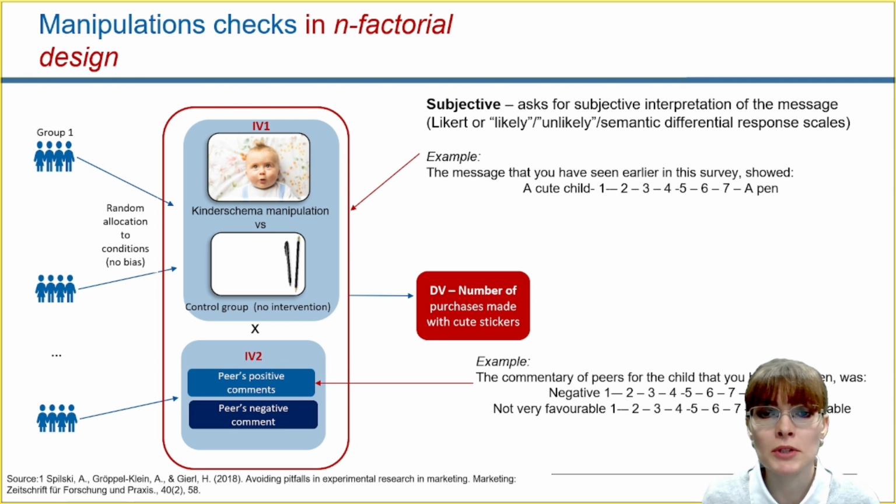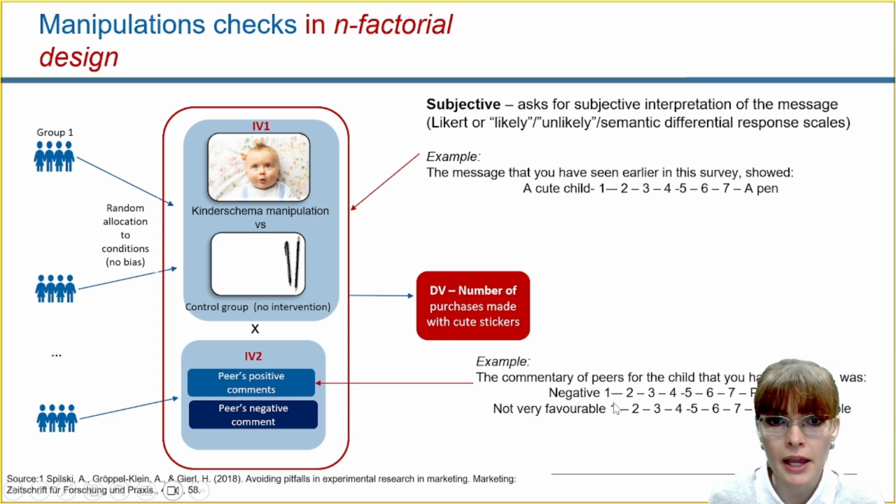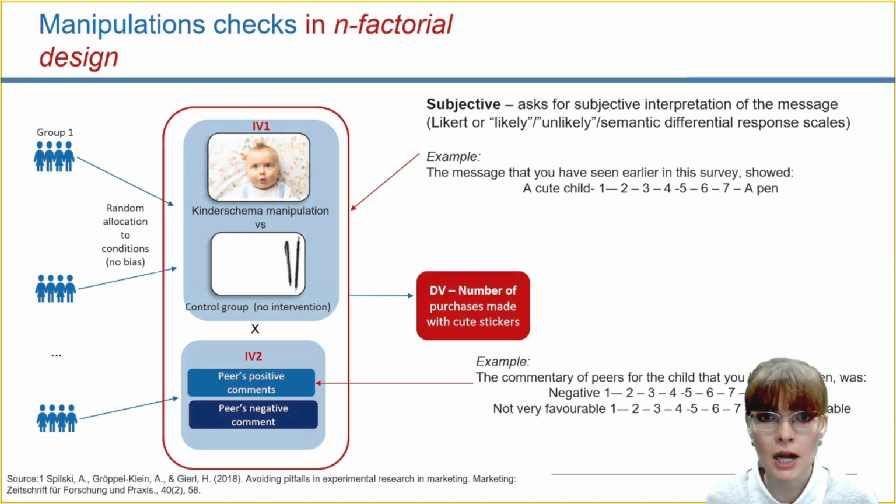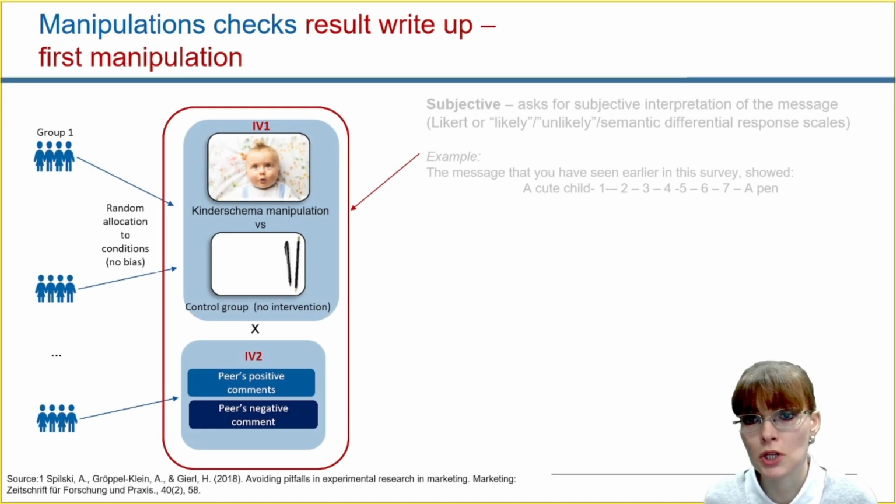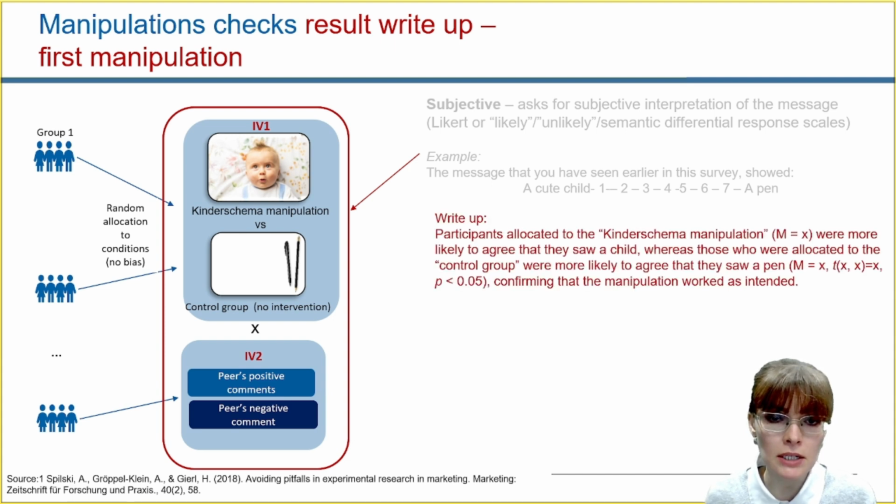So first, in line with the literature, I would analyze data for the first manipulation, which is this question, and then I would analyze data for the second question. And how would I actually write it up? Because I have two groups here, I would use an independent sample t-test. So here on the screen, you will see an example of how I would write up results for an independent sample t-test.